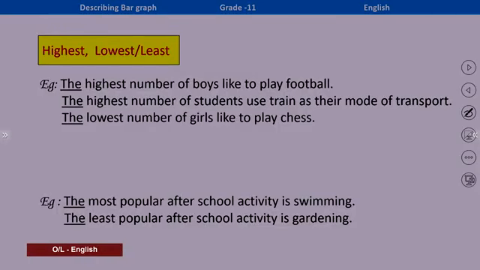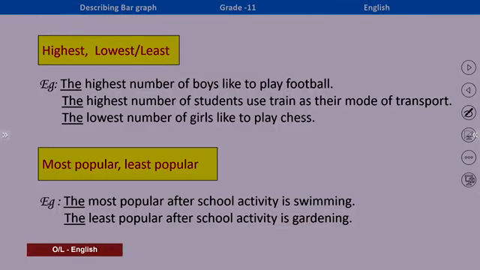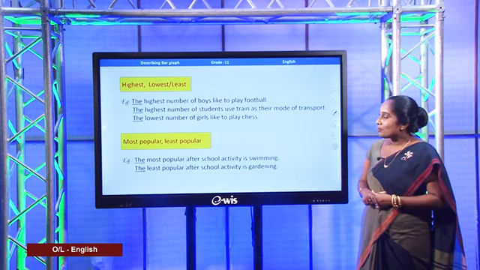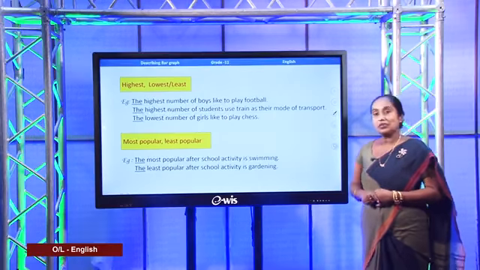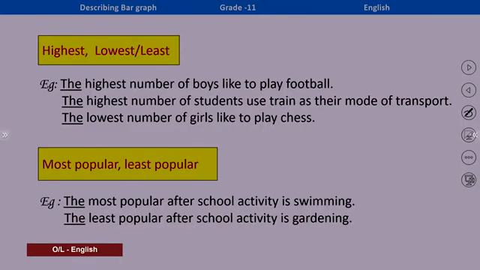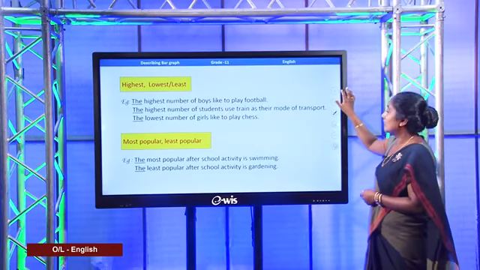Now look at the third one. The lowest number of girls like to play chess. Here also you can see some more superlative adjectives. Most popular, least popular. Look at the example. The most popular after school activity is swimming. The least popular after school activity is gardening. Let's move on.